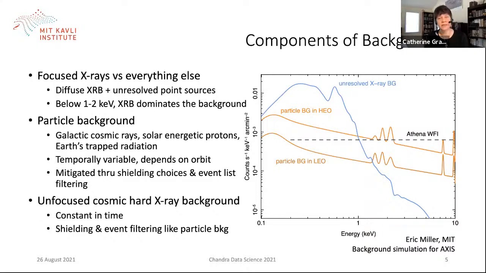So on the right is a background simulation that was done for AXIS by Eric Miller. In blue is the unresolved X-ray background, and in orange is a proposed particle background, but for both a high Earth orbit and a low Earth orbit. And you can see for either choice of orbit, the blue line dominates below about 1 keV, and the orange line dominates above that.